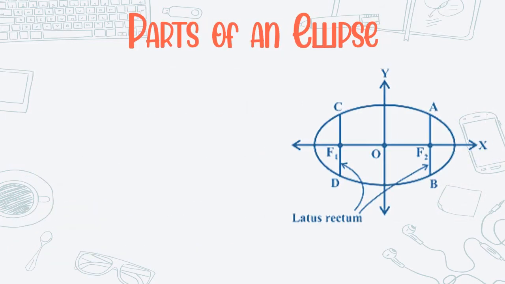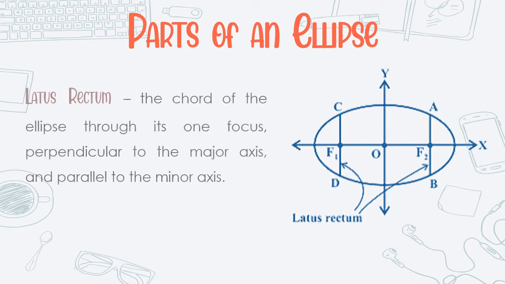Now, the last part of an ellipse is the latus rectum. Again, just like a parabola, we also have a latus rectum. A latus rectum is the chord of the ellipse through its one focus, perpendicular to the major axis and parallel to the minor axis. So if we have two foci, we also have two latus rectums for our ellipse.